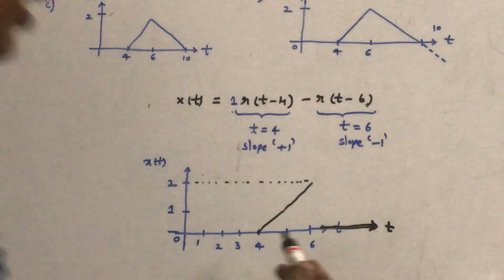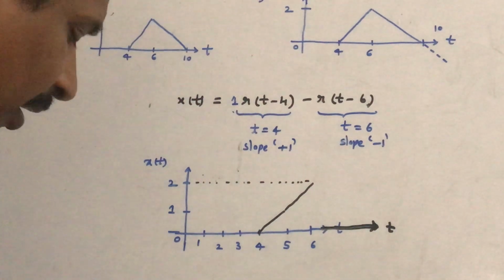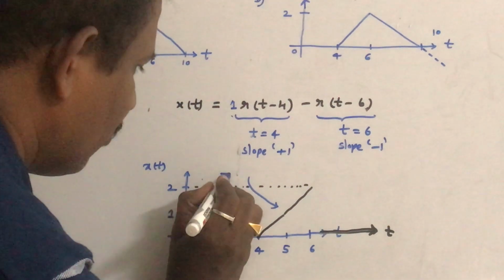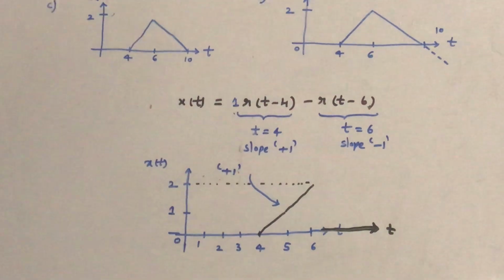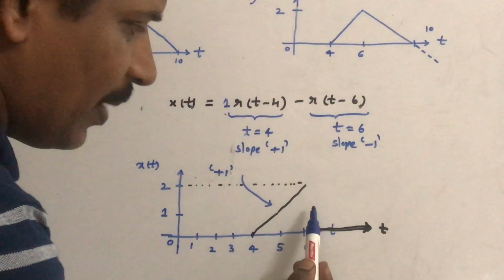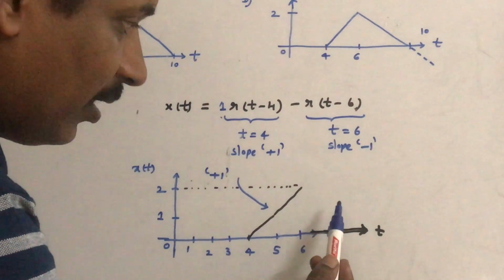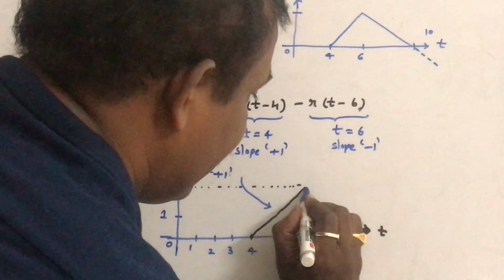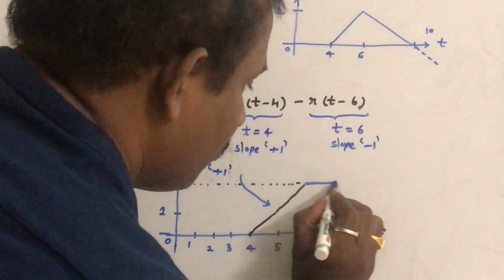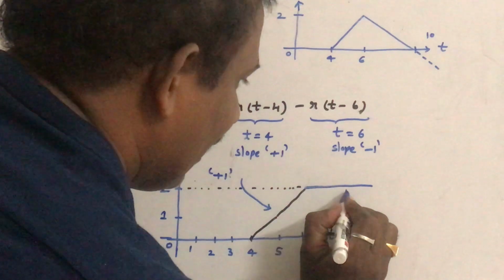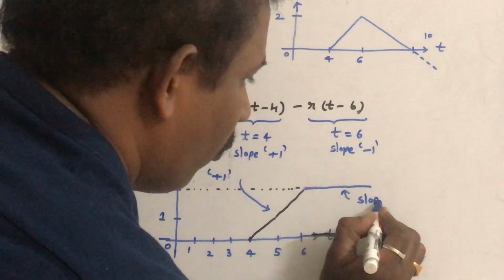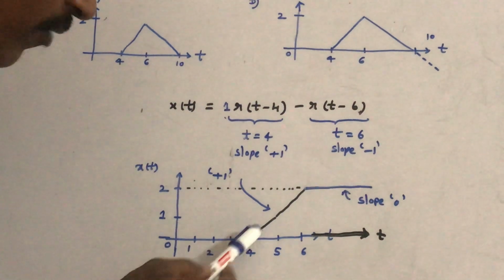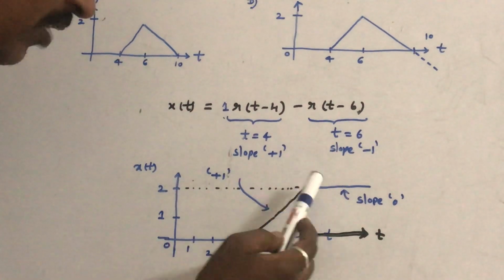We can extend the time axis. At t is equal to 6, you have to clearly mention the slope. Here the slope of this line is plus 1. At t is equal to 6, one more ramp is added with the slope of minus 1. Plus 1 minus 1 is 0. Slope 0 means it is a straight line. Therefore, the waveform with this wave shape is the answer for this problem.